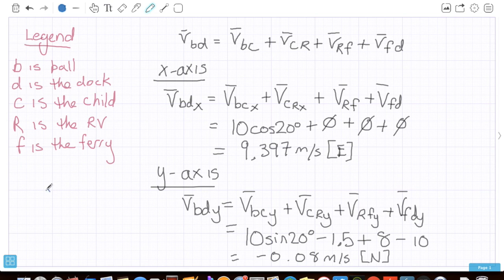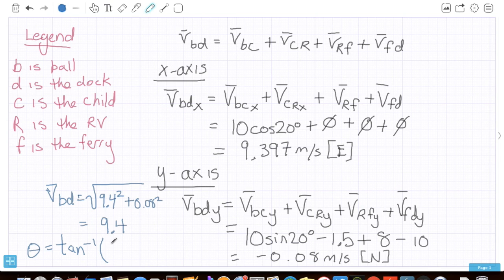The Pythagorean theorem: VBD is equal to the square root of 9.4 squared plus 0.08 squared, and that works out to be 9.4. And when we want to find the angle, we take the inverse tan of the y over the x, so this will be 0.08 over 9.4, and that works out to be 0.5 degrees.